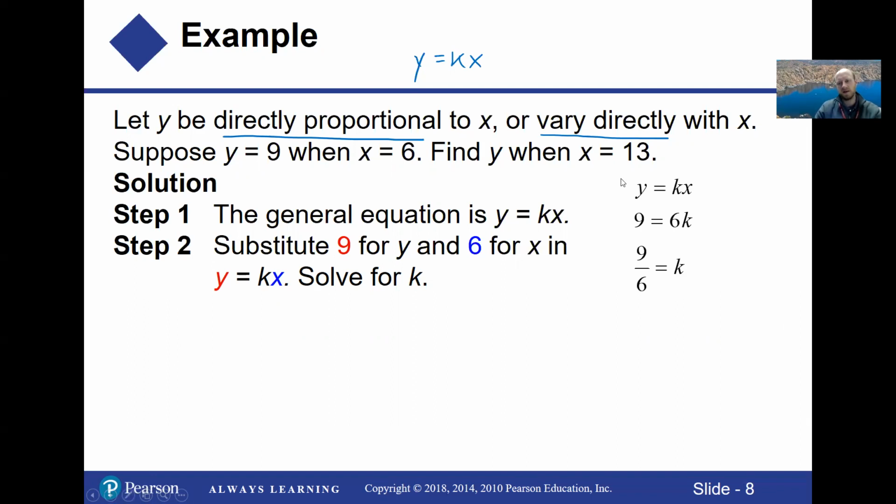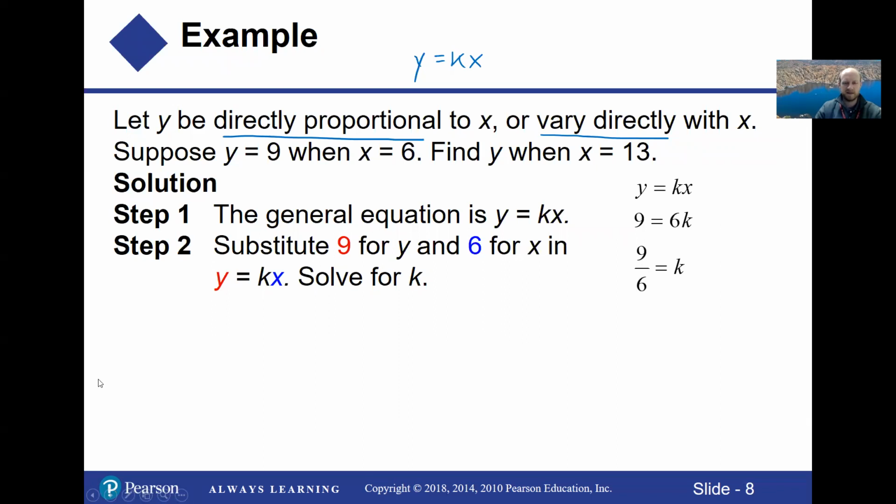So I wrote down the equation y equals kx. It gave me this. Suppose y equals 9 when x equals 6. So I plug in 9 for y and 6 for x. Notice here that I just switched these to make it look nicer. I want that coefficient 6 out in front of the variable k. And then I divide it by 9. So I have 9 over 6 is equal to k.